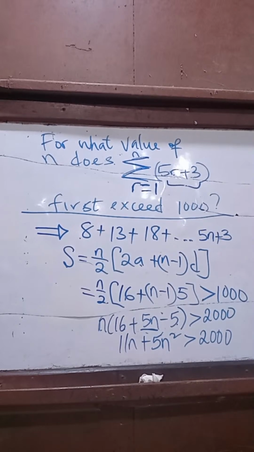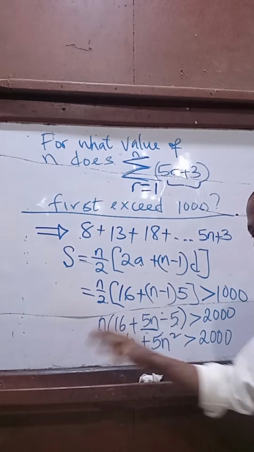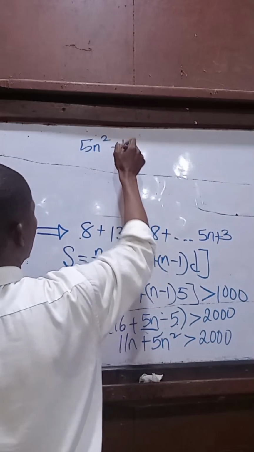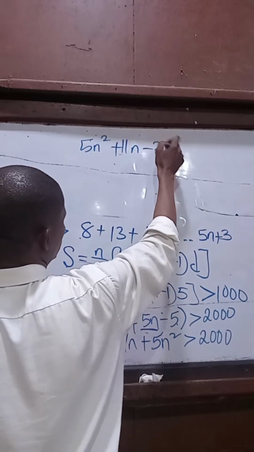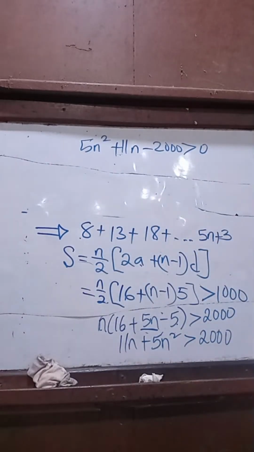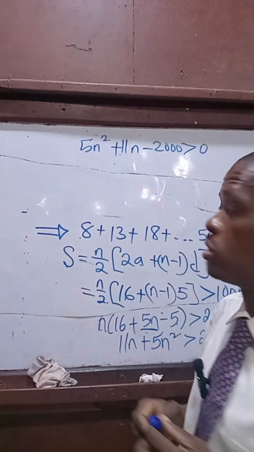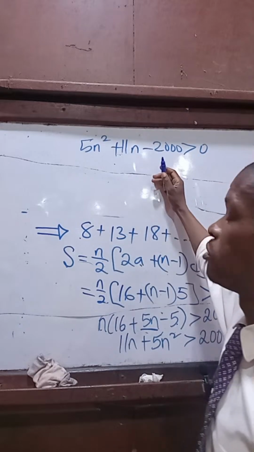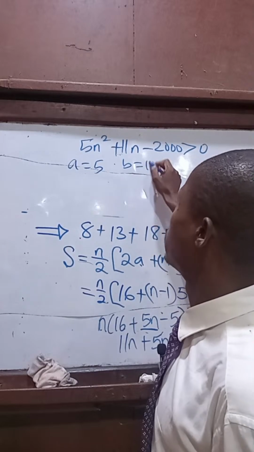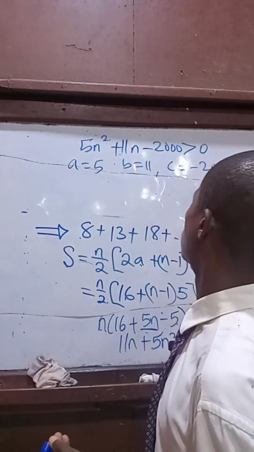So what we'll do now is move everything to one side, but this one is already a quadratic equation: 5n squared plus 11n minus 2,000 greater than 0. So that's what we have in that case. Then we can use the quadratic formula to get n. Your a is 5, your b is 11, your c is minus 2,000.